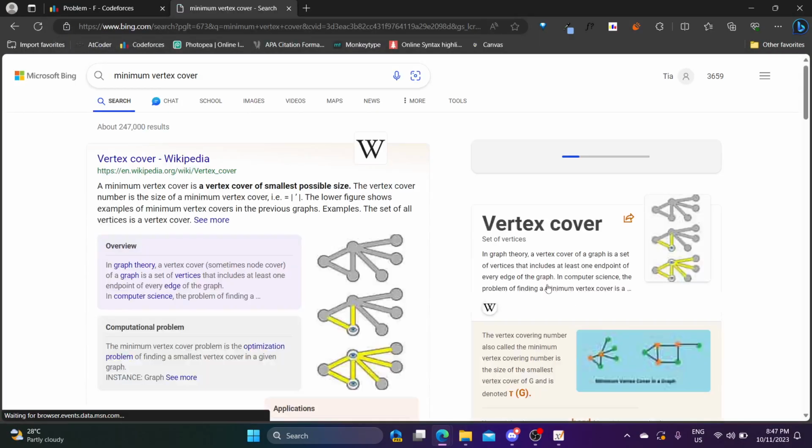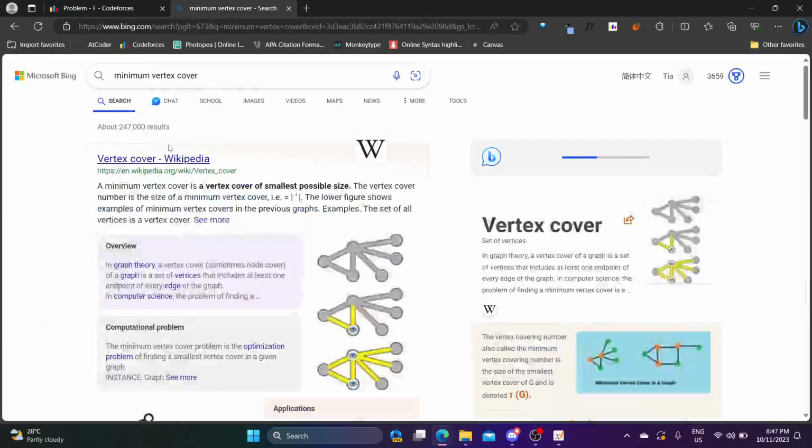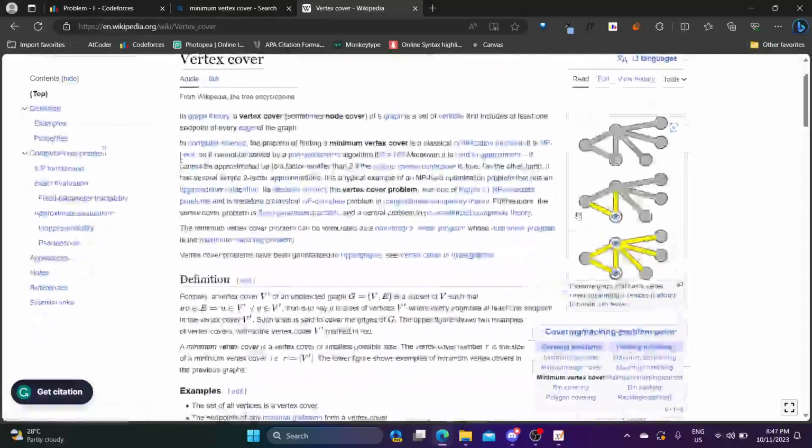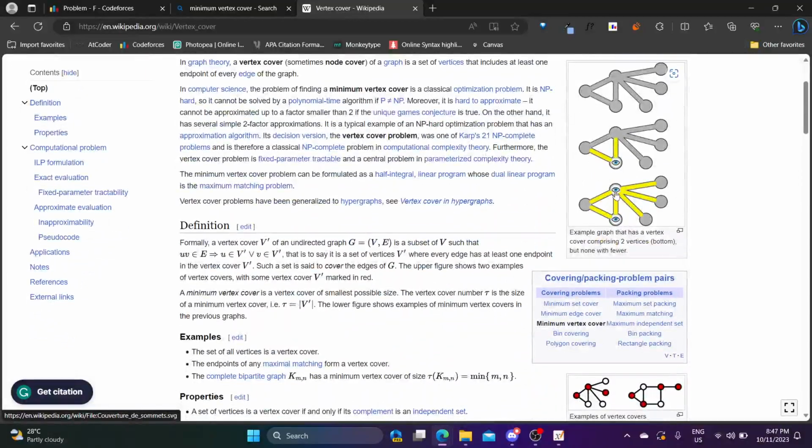which is why it is not a problem here, because it is hard to solve. Yeah, it is an NP-hard problem. So you can see here, these two vertices are the minimum vertex cover because every single edge has one endpoint that is part of the vertex cover.